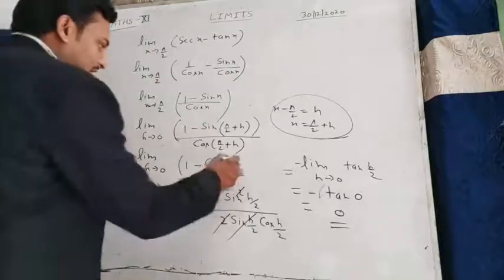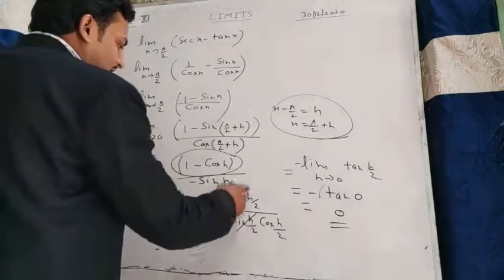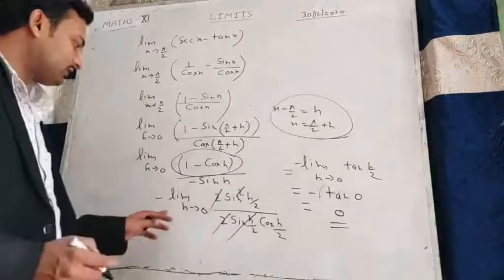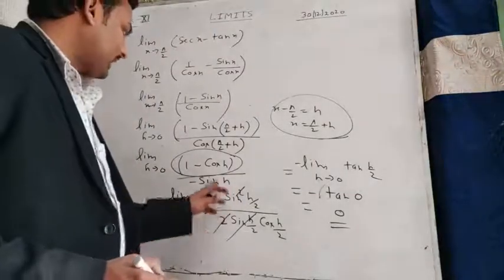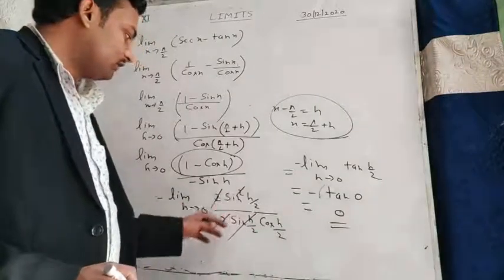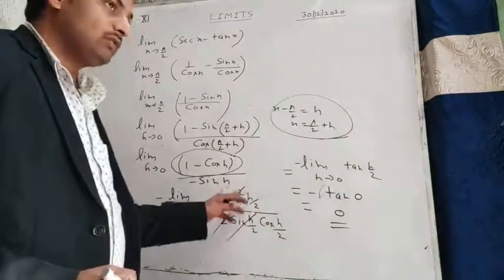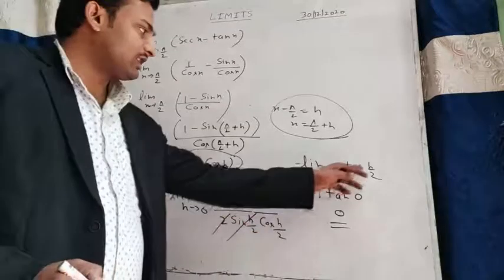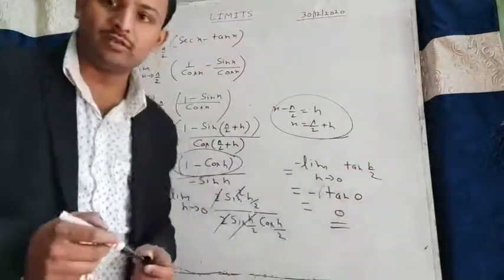and this part we can write 2 sin square h by 2 and minus limit h tends to 0, and this part 2 sin h by 2 cos h by 2, this 2 and 2 will cancel, sin h by 2 will cancel, the remaining term is tan h by 2, we are getting tan 0 which is equal to 0.